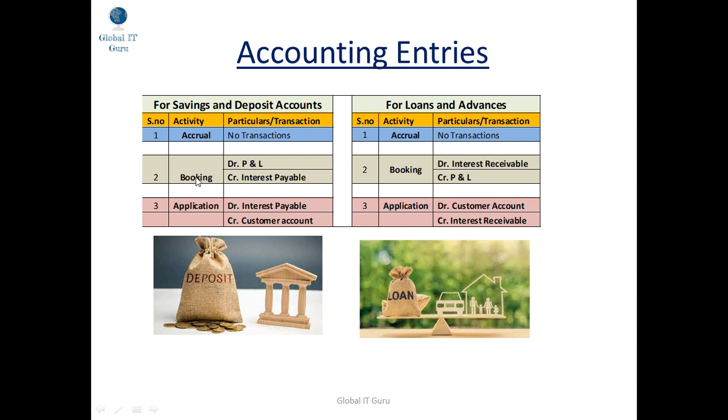As part of interest booking for saving and deposit accounts, the profit and loss account will be debited and the interest payable account will be credited.